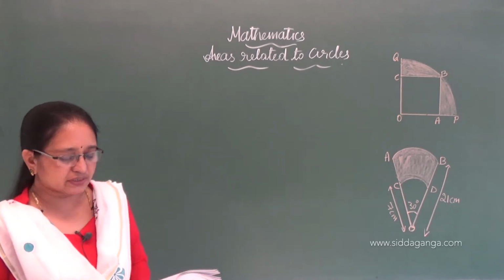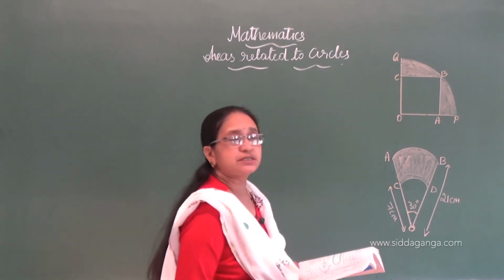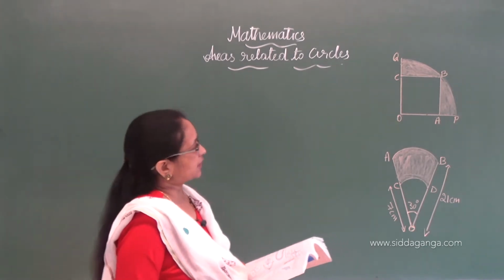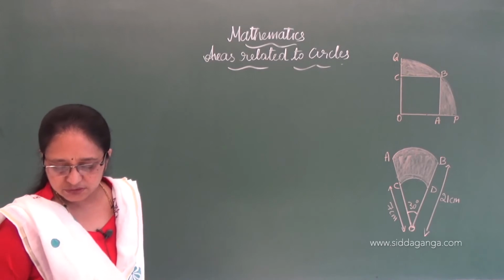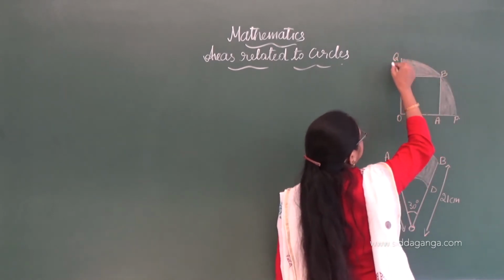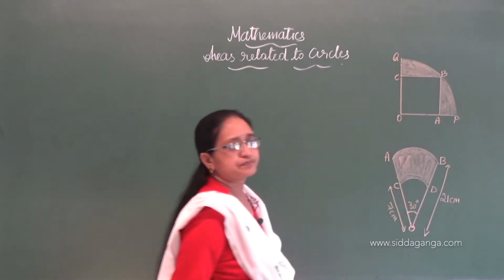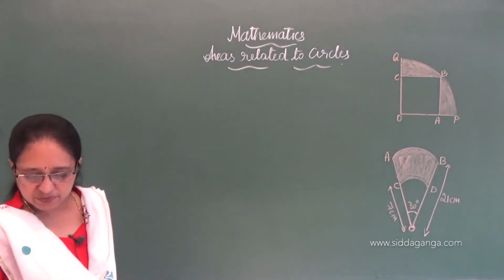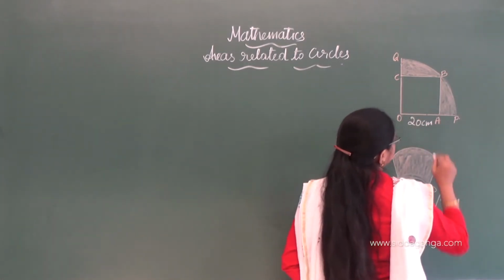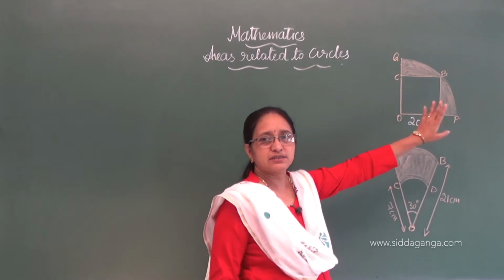Okay. So in this figure, OABC is a square which is inscribed in a quadrant OPBQ. See here, OPBQ is a quadrant and the square is inscribed inside the quadrant. And what is given here? They have given OA is 20 centimeter. So except this data, we don't have any other data.